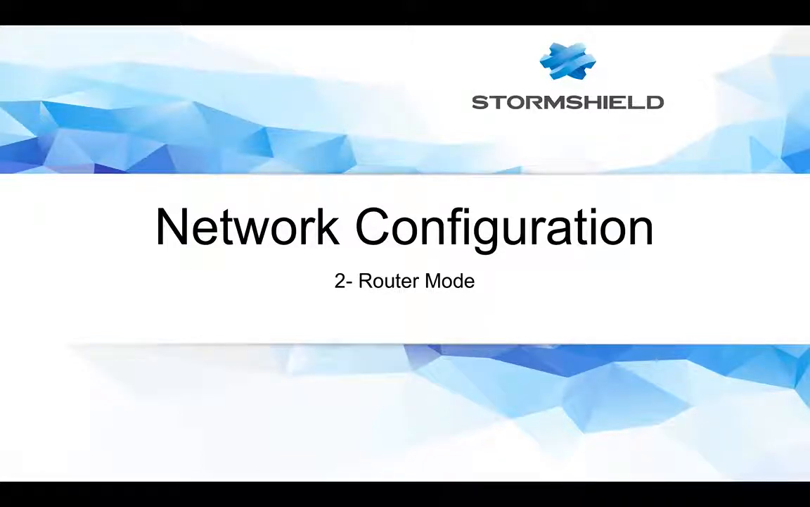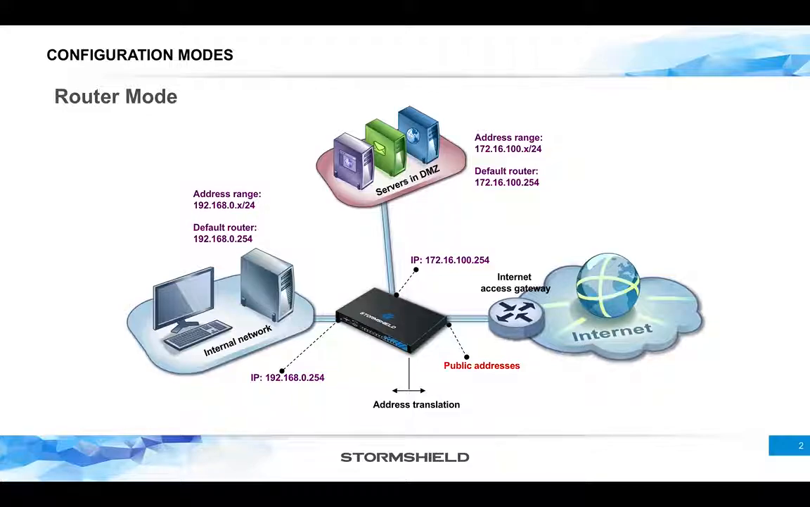So the second mode in the network configuration is the router mode. Router mode is pretty simple. It's about having a different subnet on each interface, not like the bridge. So it's totally the opposite. Each interface is independent, has its own IP connected to its own subnet, and it provides connectivity as a default gateway for each subnet, or each LAN, or each network that it's connected to.